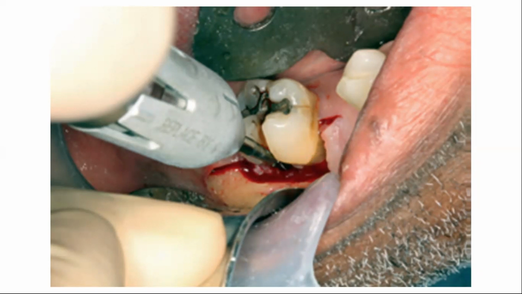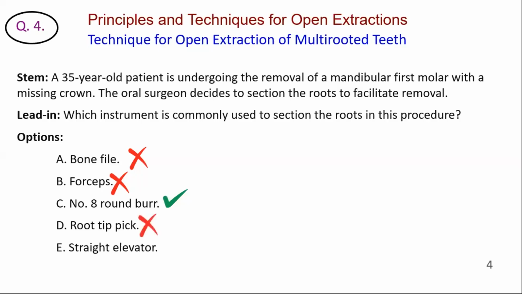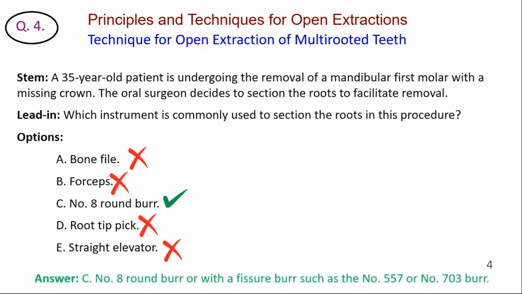Tooth sectioning is usually accomplished with a straight handpiece with a straight burr. This is the straight handpiece with a straight burr, such as number 8, round burr, or with a fisher burr, such as 557 or number 703 burr, under copious irrigation. Used for delicate removal of root tips, not sectioning. Used for luxating and mobilizing roots, not for sectioning. So the correct answer is C.